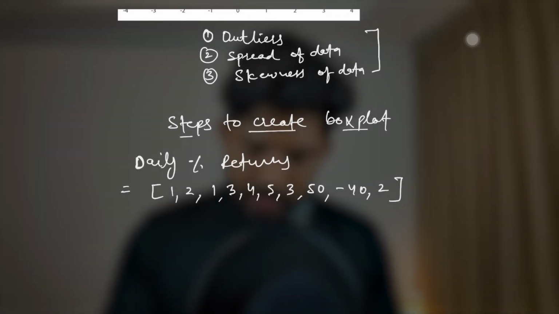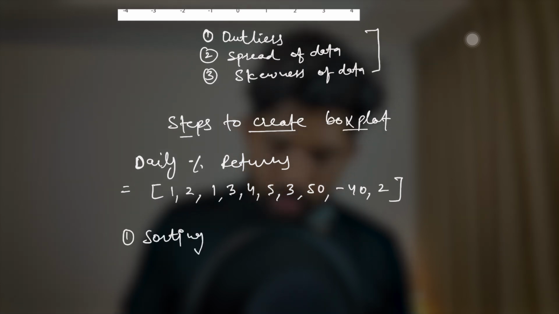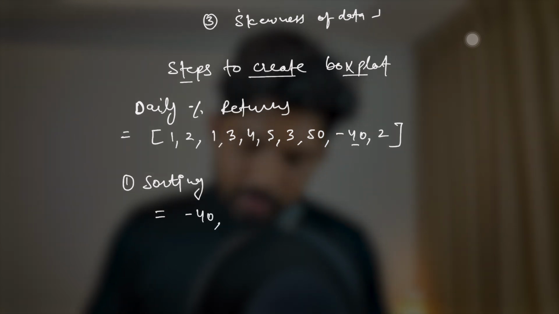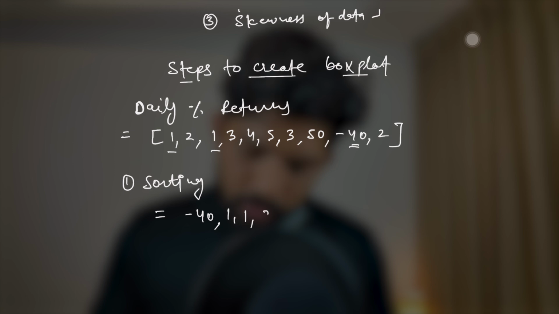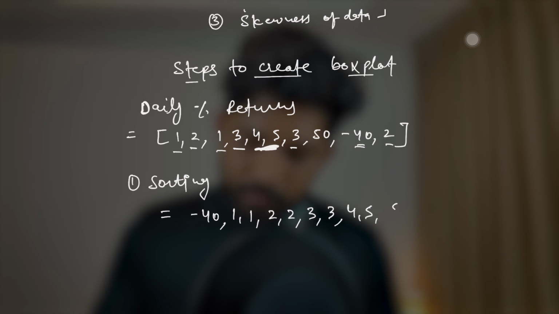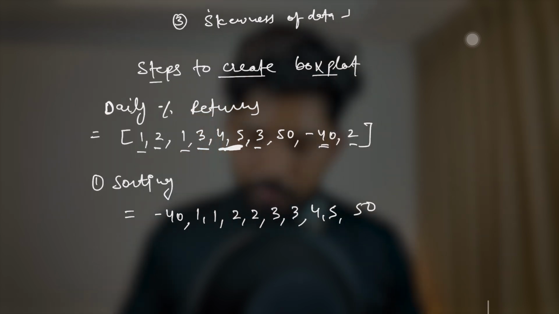So the first step is to sort this data. So the first step is sorting of the data. So I can write the lowest value, which is minus 40. Then I can write 1, 1. Then we have 2 and 2 twice. Then we also have 3, 3. Then we have 4, 5, and 50. So 1, 2, 3, 4, 5, 6, 7, 8, 9, 10. Okay, so the first step is done. We have sorted our data.